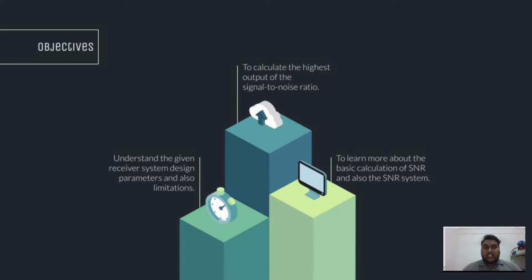So the objective of this project is, first, to calculate the highest output of the signal to noise ratio. Then the second one is to learn more about the basic calculation of SNR and the SNR system, and also brainstorm the technical and non-technical solutions, and also to calculate the highest output SNR value, and understand the given receiver system design parameters and also the limitations. For example, we have to understand the amplifiers and also the chambers.